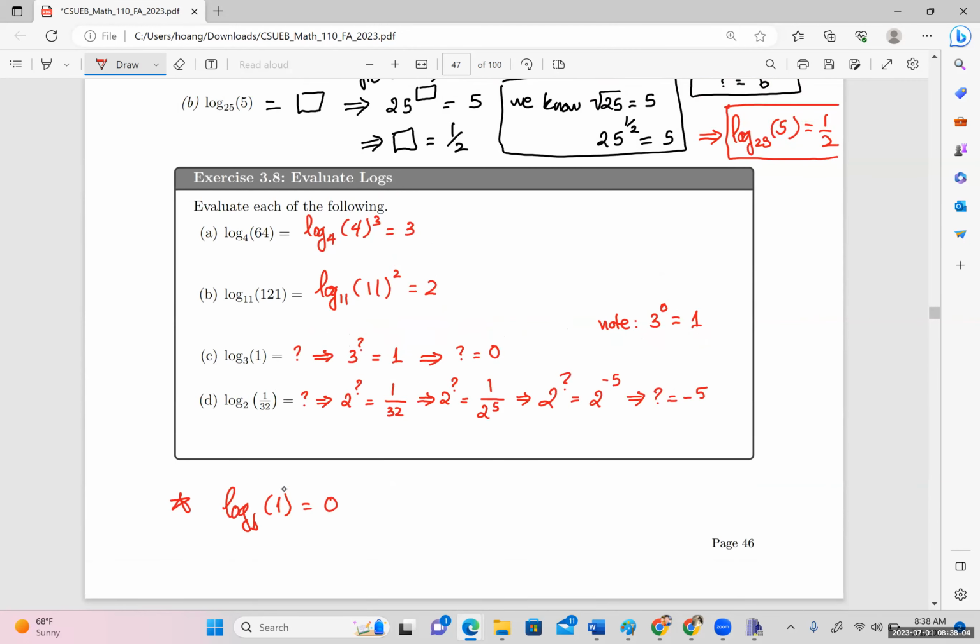You end up with the answer -5 for the power in this case. And that means you will never end up with an argument less than 0. Okay, 1/2 will never be less than 0.